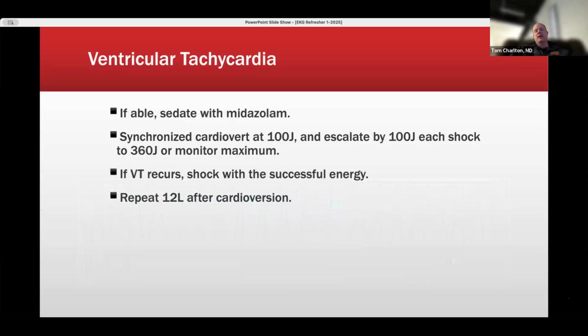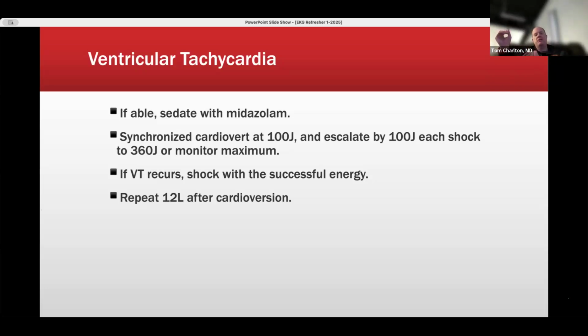VTAC, the traditional stable VTAC anyway, if we're able, we're going to sedate with midazolam. We then are going to synchronize cardiovert at 100 joules and escalate by 100 joules each shock until we reach our monitor's maximum. You can also try, if these are very short runs of VTAC, interspersed with, say, sinus tachycardia or normal sinus, etc. We sometimes will have you hang some amiodarone and give 150 milligrams of amiodarone over about 10 to 15 minutes and see if that helps.